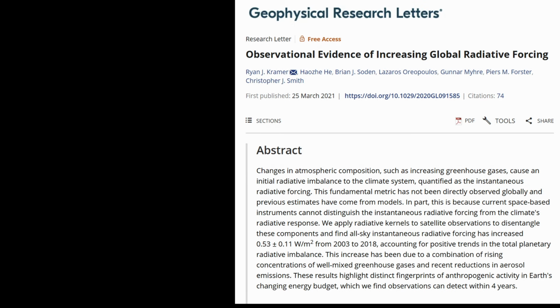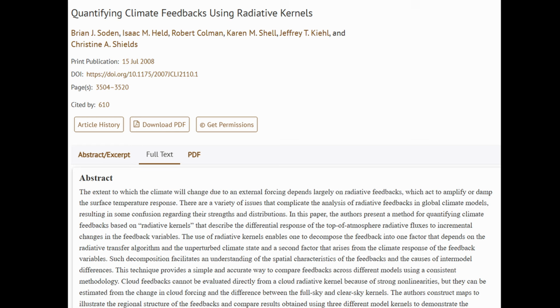Next, we have Kramer et al. 2021. This study took everything a step further and, for the first time, directly measured greenhouse gas radiative forcing using a method called radiative kernels, for which they cite this paper for inventing this method.